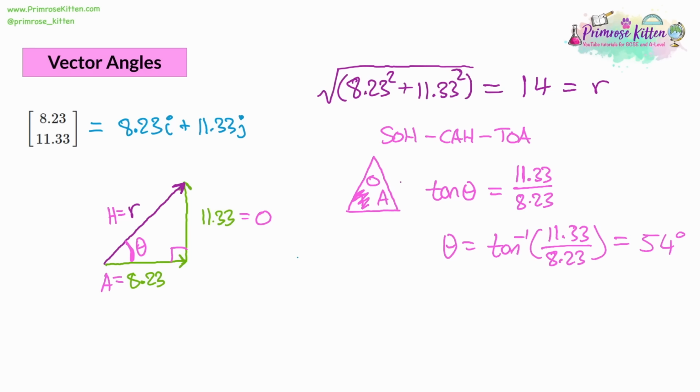So now we know from the column vector 8.23 over 11.33, we know the total length of the vector, the magnitude of the vector, which is 14, and we know the direction it's going in. It's going at 54 degrees from the x-axis.